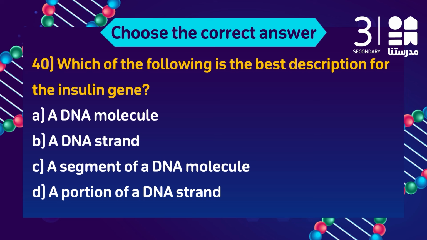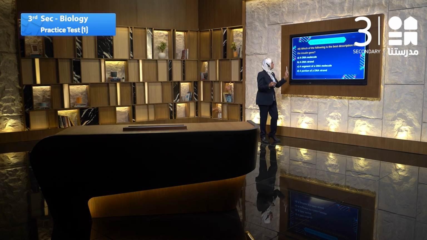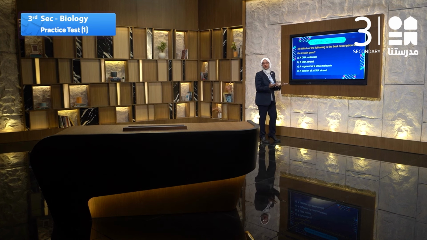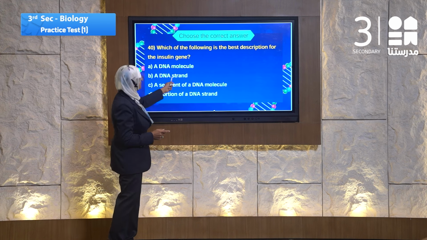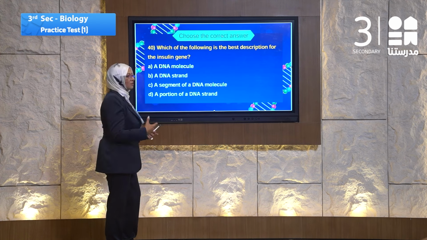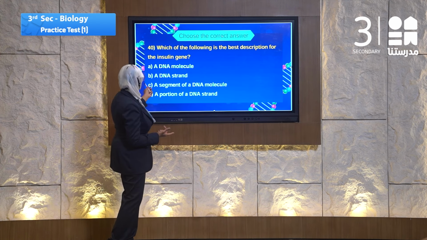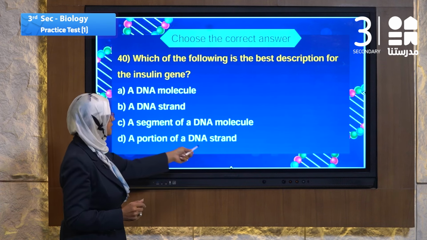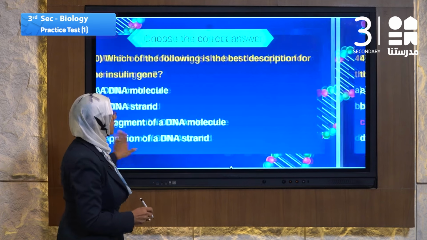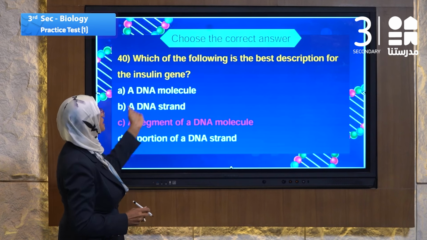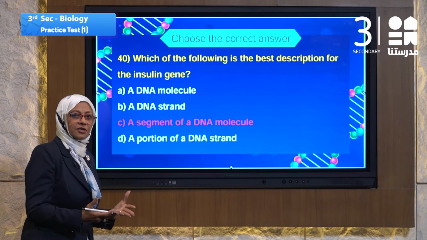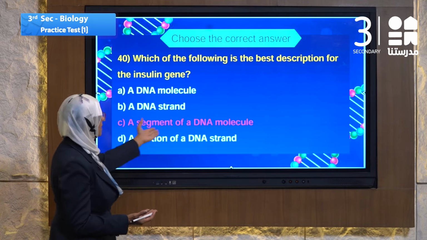Let's read it again. Which of the following is the best description for the insulin gene? Number A, we speak about the gene. Number A, DNA molecules, not a large molecule of DNA will describe the gene. No, it's a part. Number B, a DNA strand. Strand is very long. No, it's not described as a gene. Segment of DNA, segment, gene. D, a portion of DNA strand, not a portion, it must be a segment. Segment of DNA molecule. Is this the best description of the insulin gene, which is made by enzyme, chemical reaction, and then a protein. It's a part, a segment of DNA molecules.